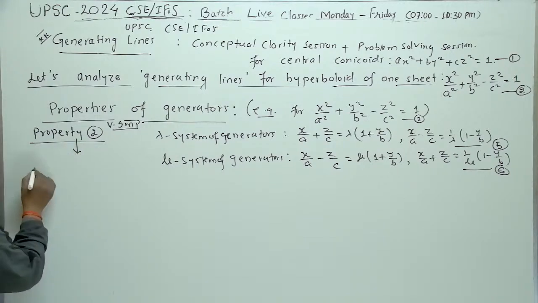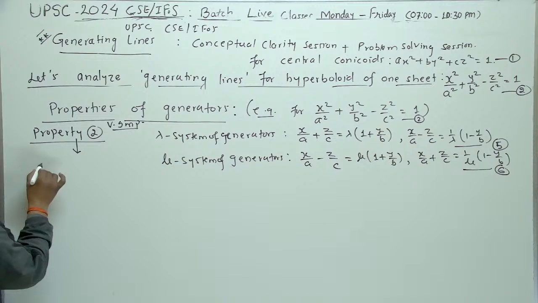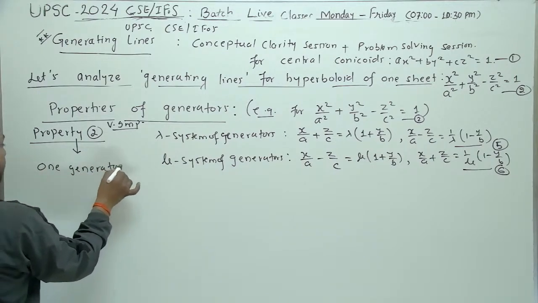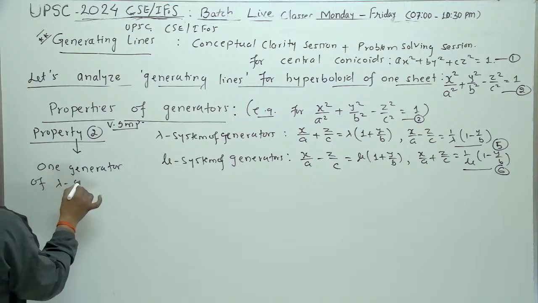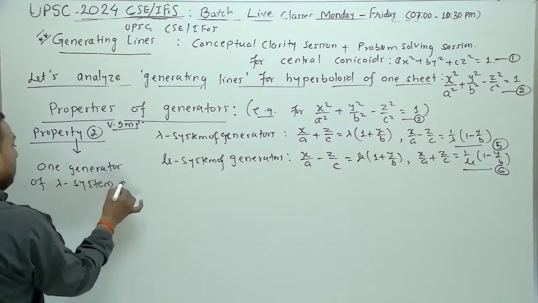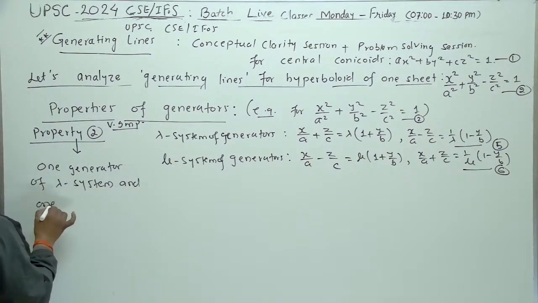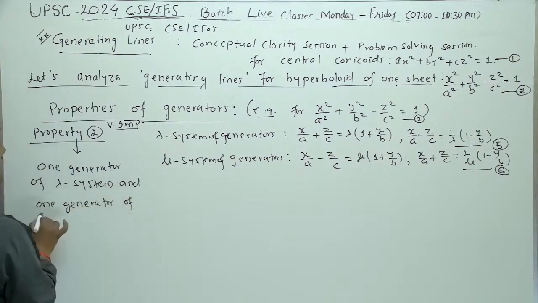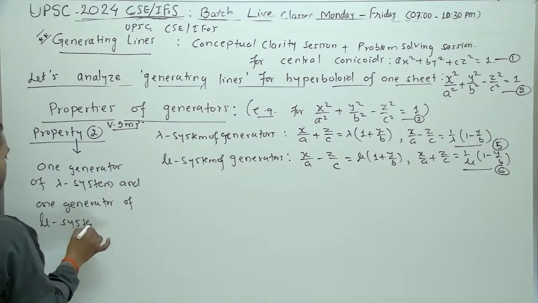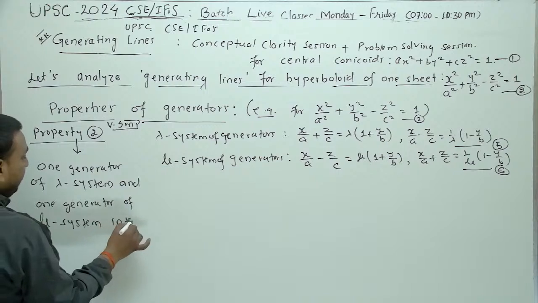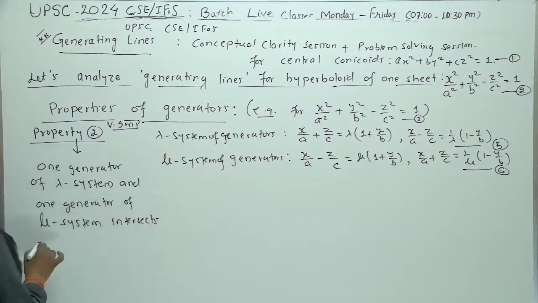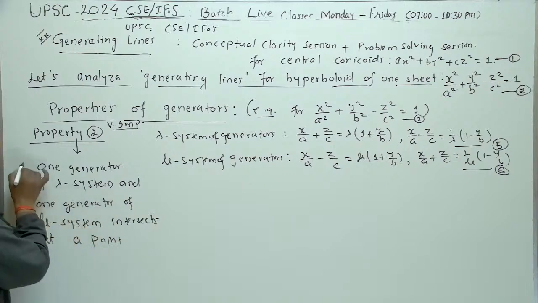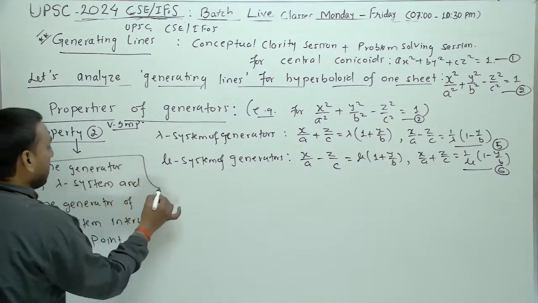It says one generator of lambda system and one generator of mu system intersects at a point. That is the property.